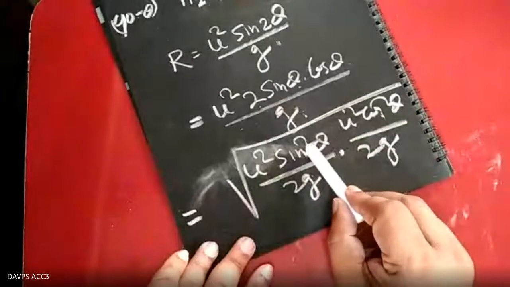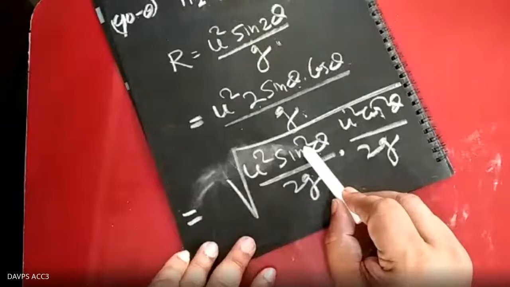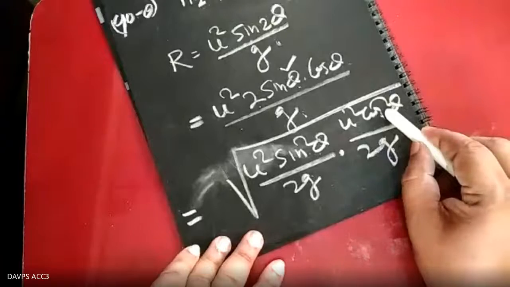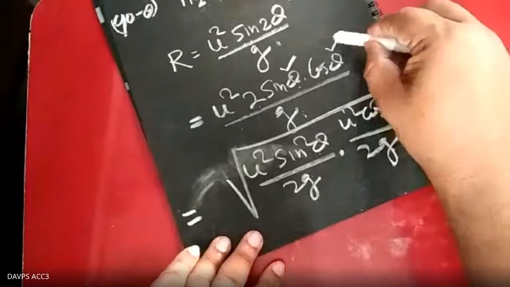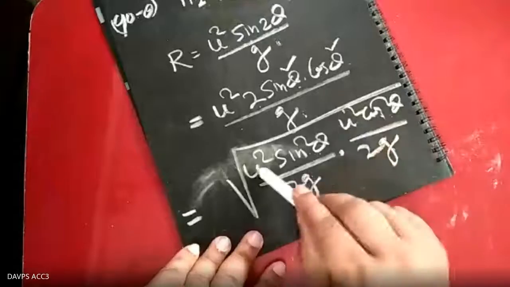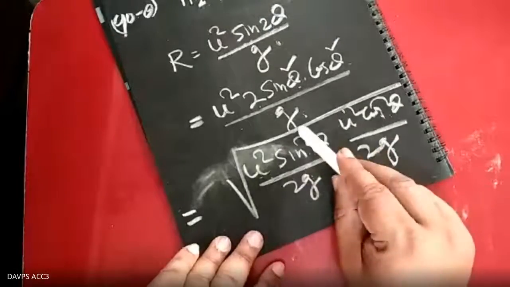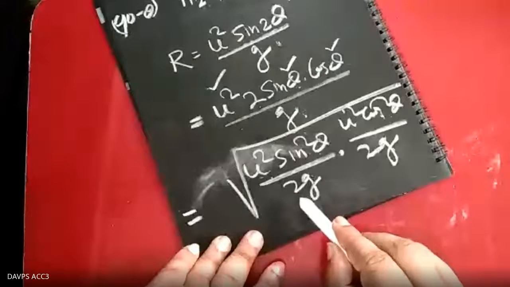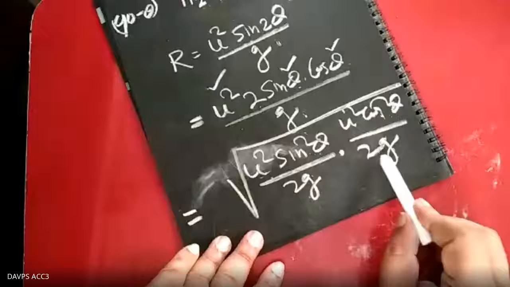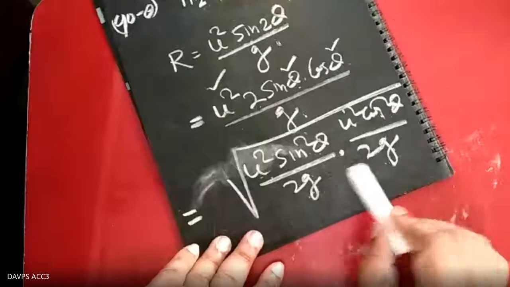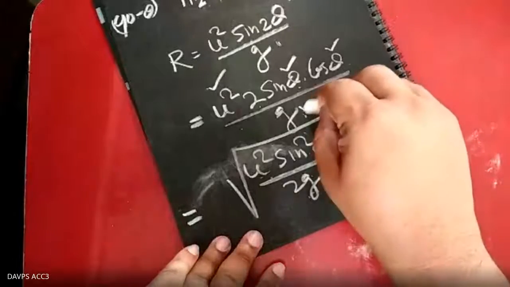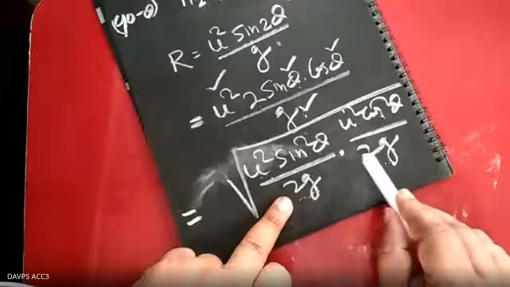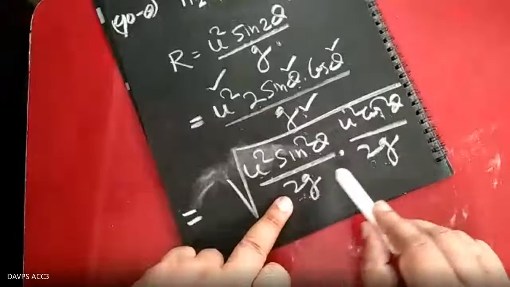Sine square theta, if it comes out of the under root, it will be sine theta. Then cos square theta, if it comes out of the under root, that is also okay. And the two u square are multiplied here; if it comes out of the under root, it will be u square. Then the remaining is 2g. I am writing the 2g; g and g square, it is coming as g also, right? But the extra two 2s we have already multiplied here.